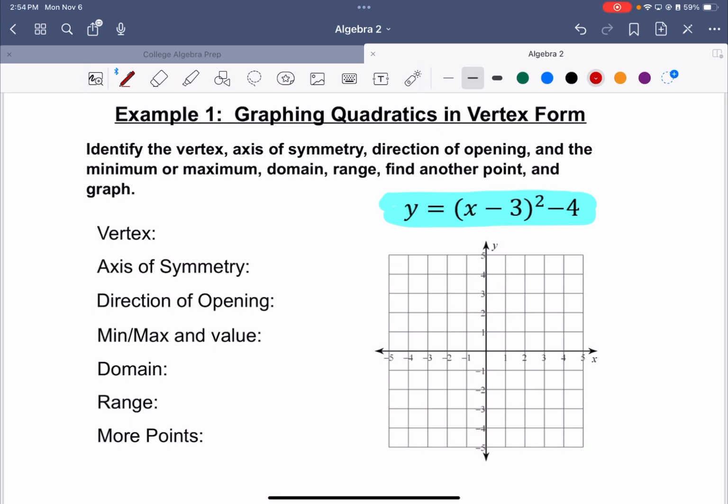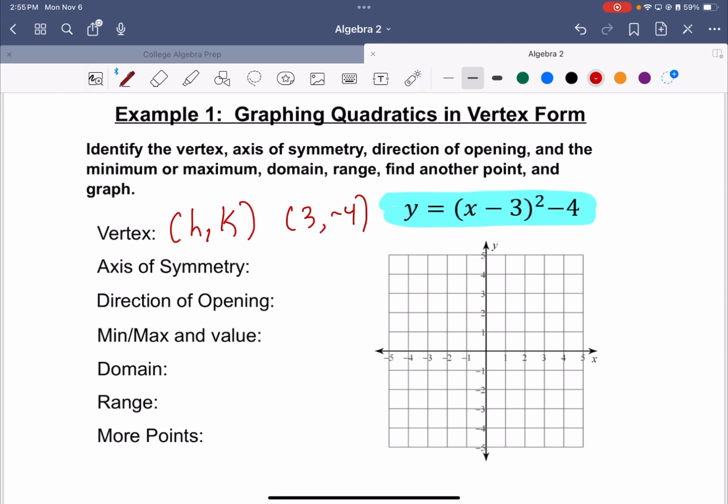So the first one we always find is the vertex. So the vertex is always going to be the form (h, k). If we were talking about the translation to this, is it going left 3 or right 3? Right 3. So that means it's going to be +3. Is it going up or down? Down, and it's going down 4. So my vertex for this is (3, -4).